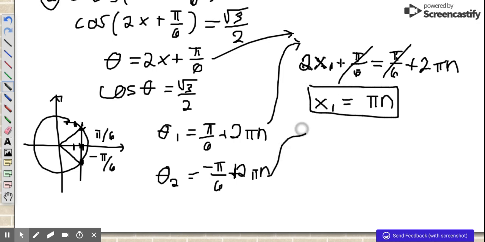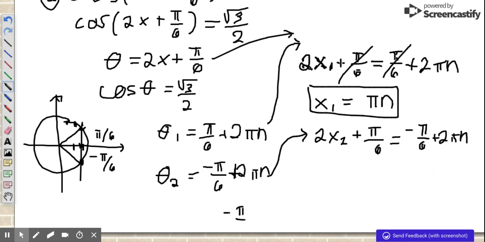And then we would do the same thing for the second one, and again substitute back to get 2x2 plus pi over 6 is equal to, so the second angle was minus pi over 6 plus 2 pi n. I would subtract pi over 6 on each side. So really what we have is minus pi over 6 minus pi over 6 on the right side, which is going to be minus 2 pi over 6, which is really, by just simplifying this, minus pi over 3. So what we get is 2x2 is equal to minus pi over 3.